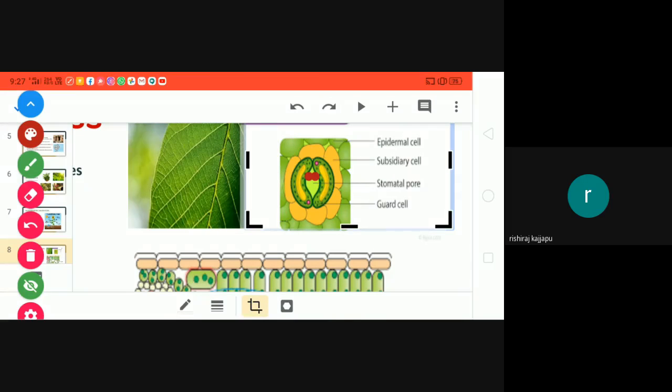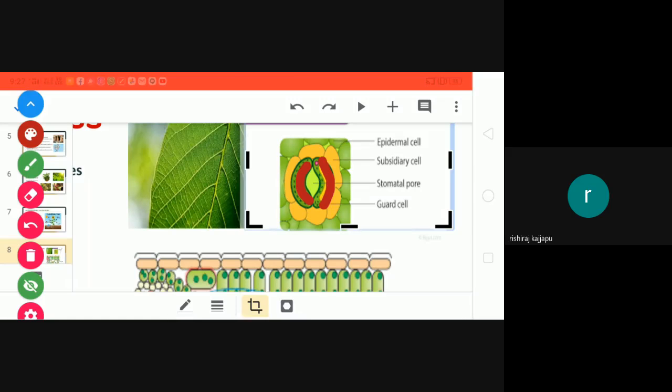So that is a hole. Not only one hole, it contains many holes, many stomata, okay? But for explanation, I took only one. And see here, these are the guard cells. These are the guard cells. They protect the stomata, okay?